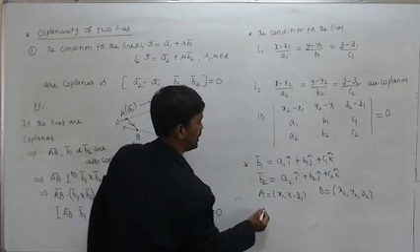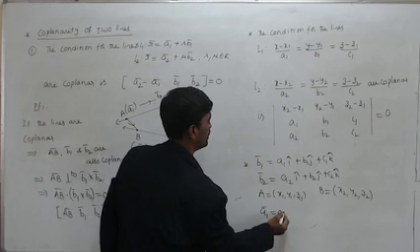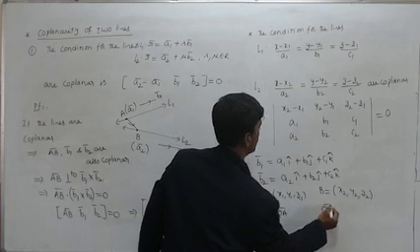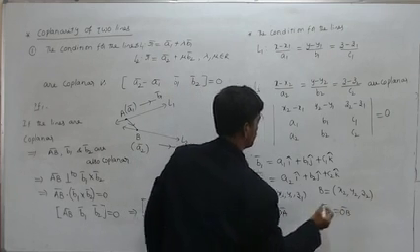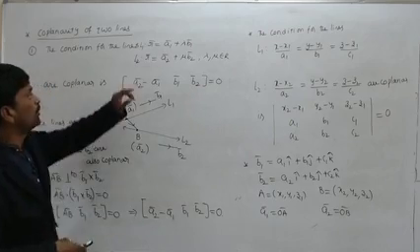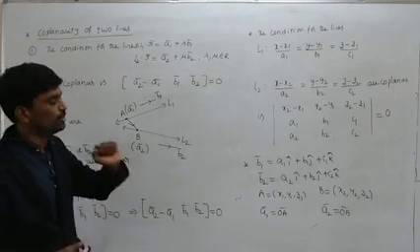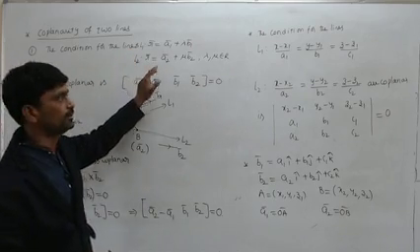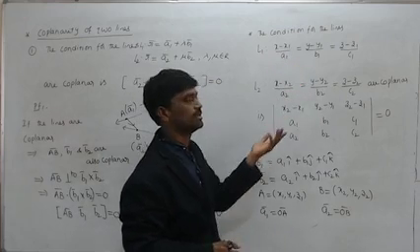So that means A1 bar becomes what? OA bar. A2 bar becomes what? OB bar. Because A1 bar is the position vector of the point on line 1 and A2 bar is the position vector of the point on line 2. So x1, y1, z1 is a point on L1.